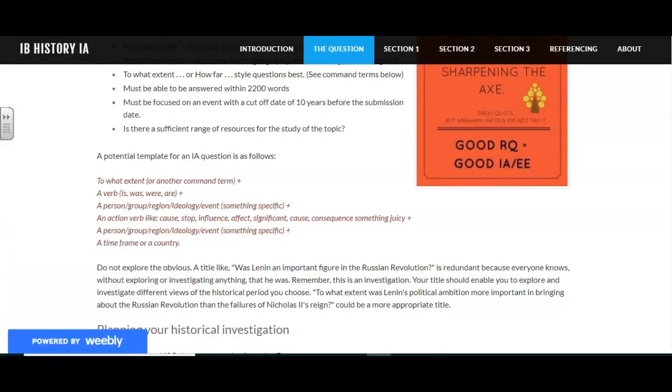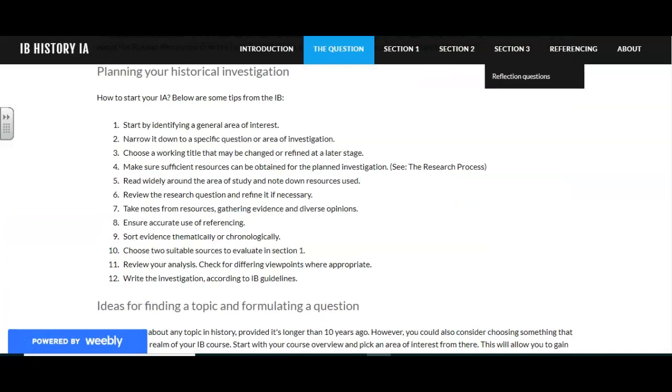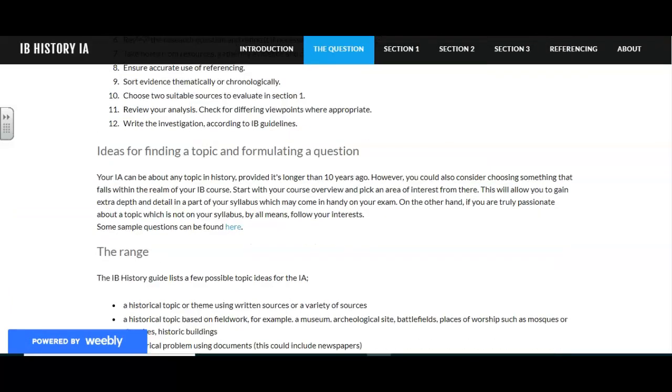Template questions right through here. I would recommend you just follow that template and you are going to be good to go. If you have questions, let me know. Here's how you're going to be planning your IA. So again, follow what it's saying right in here. That's going to make your life a million times easier.